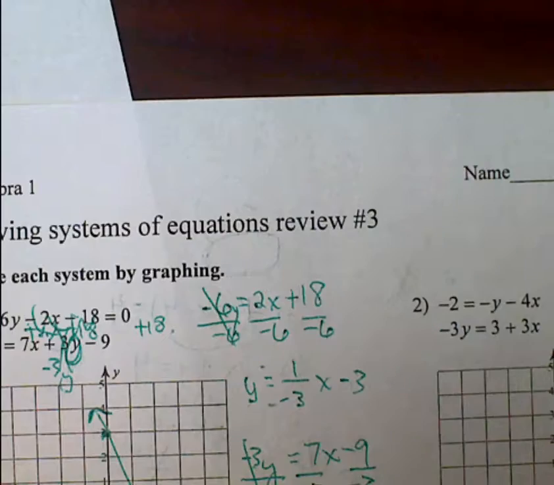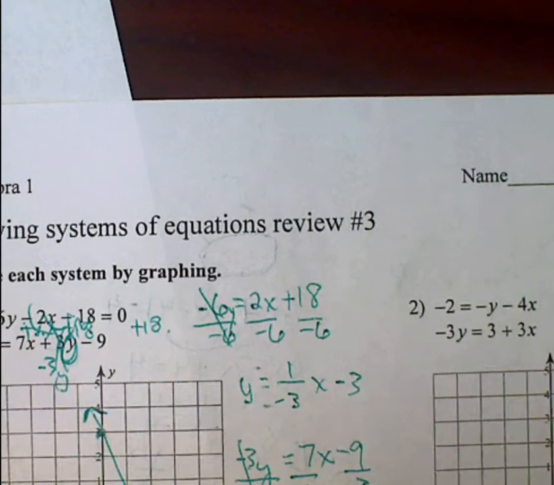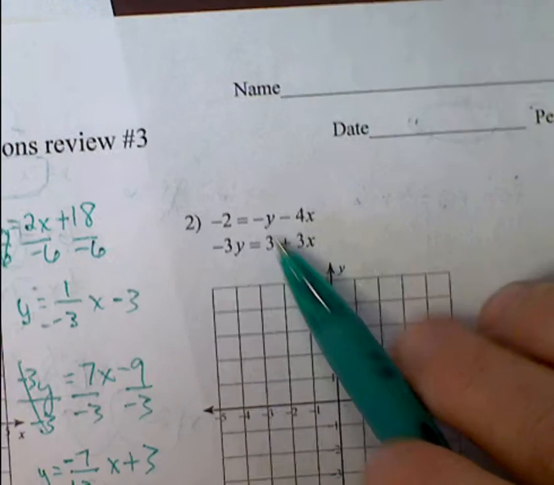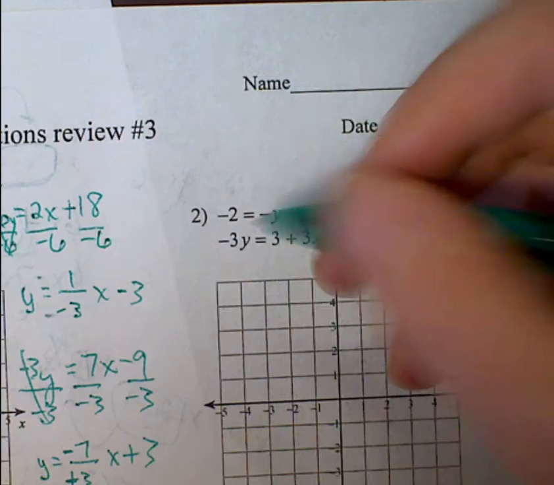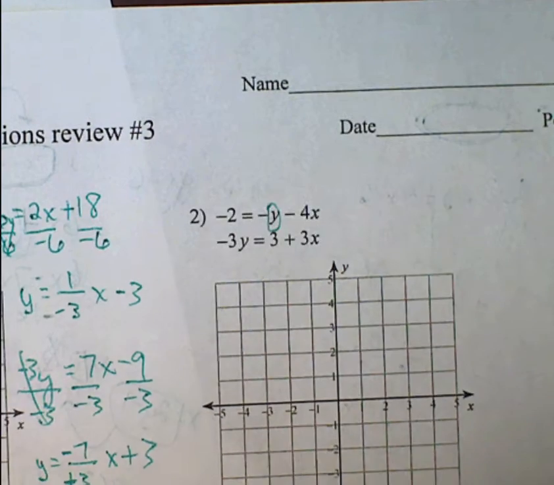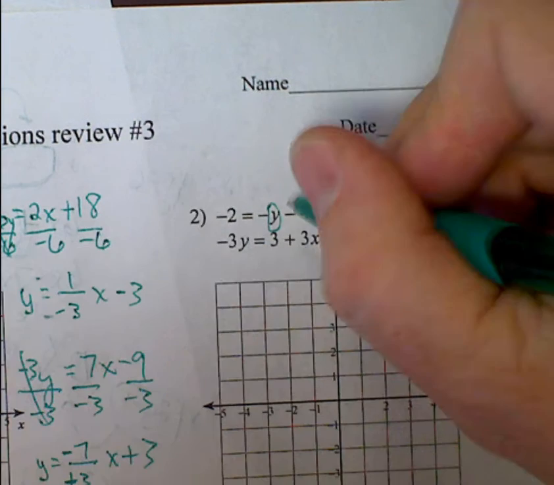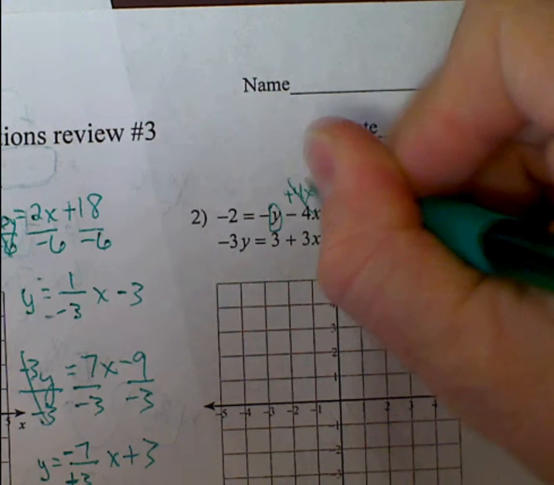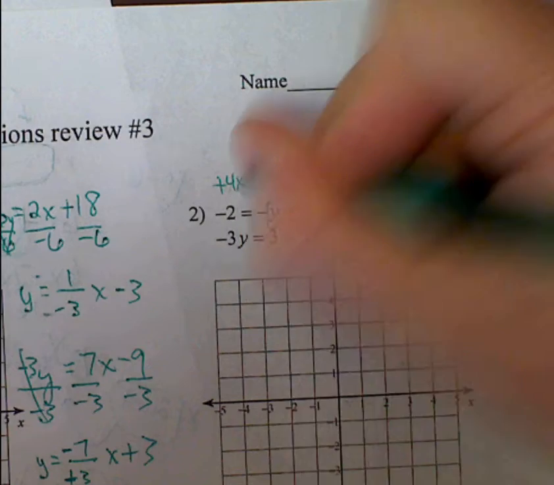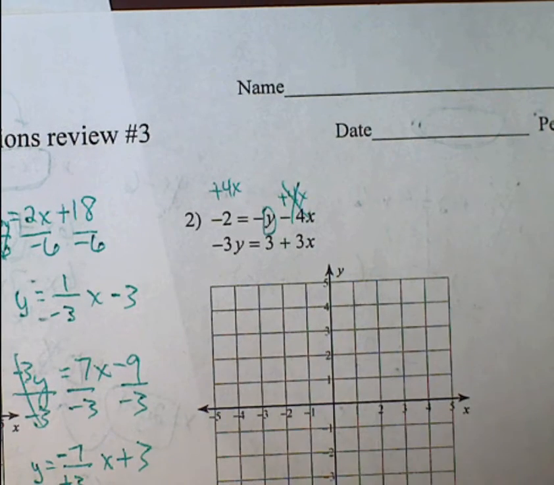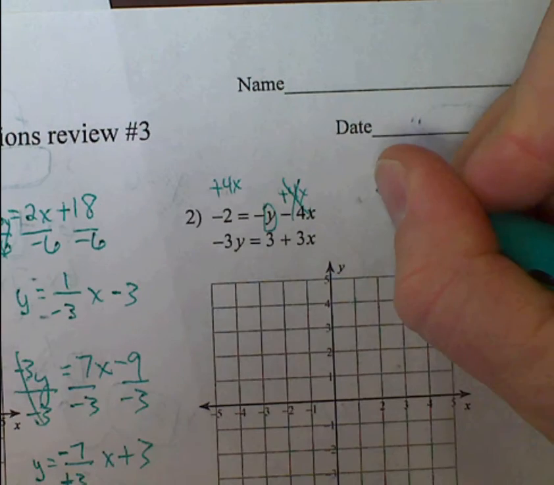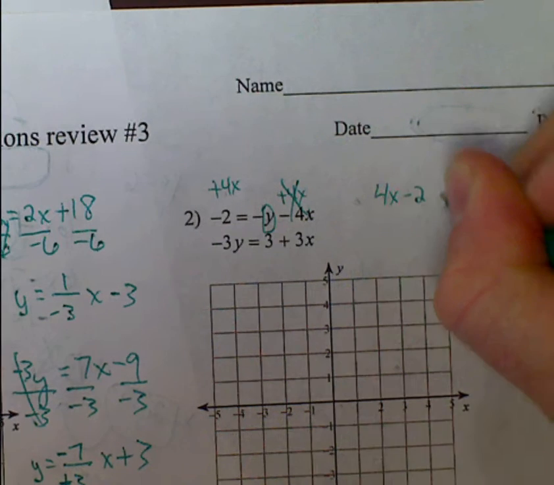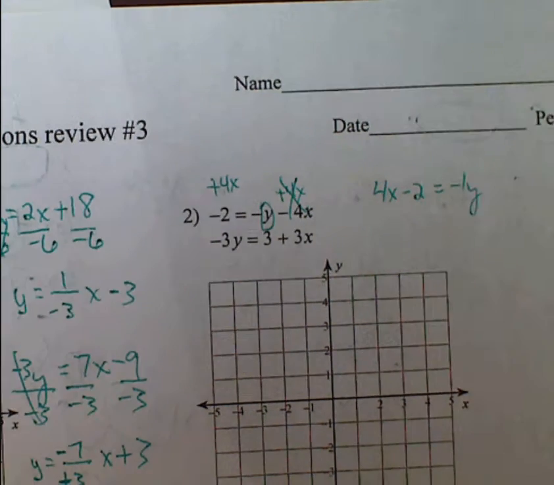Okay, this is solving systems of equations review number 3. On number 2, the first thing is we have to get the y by itself. So I'm going to go ahead and add 4x to both sides. This would give me 4x minus 2 equals negative 1y.